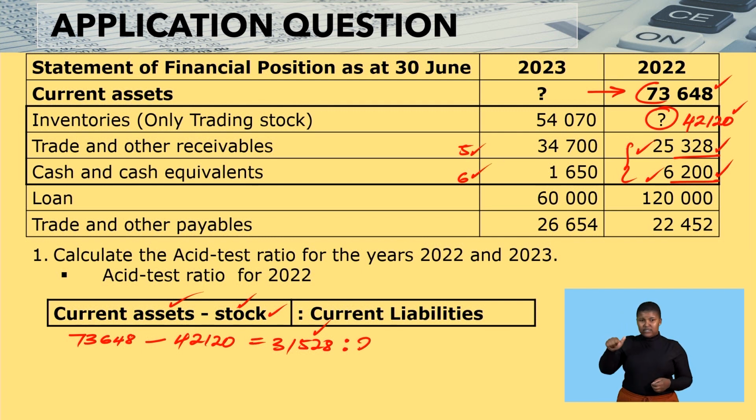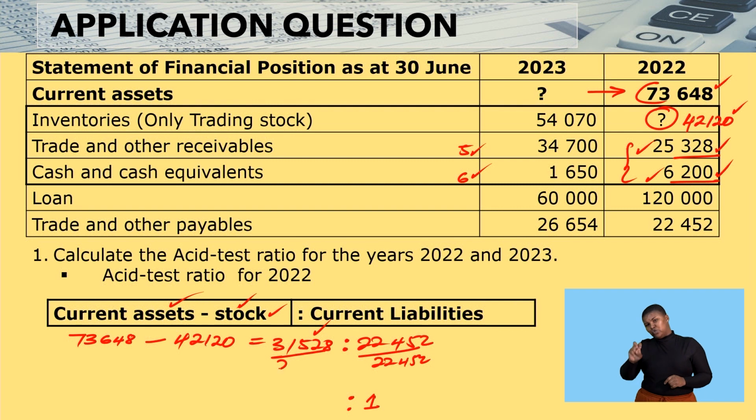Then I say S2, my 22,452. I know very well that my answer has to be S21. It has to be S21. Therefore, I'll divide everything by 22,452. I divide this by 22,452. Therefore, it's going to be 1.4 S21.